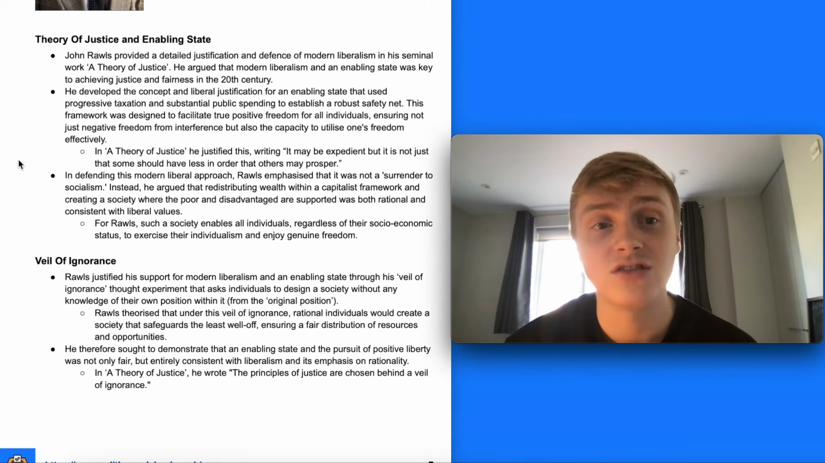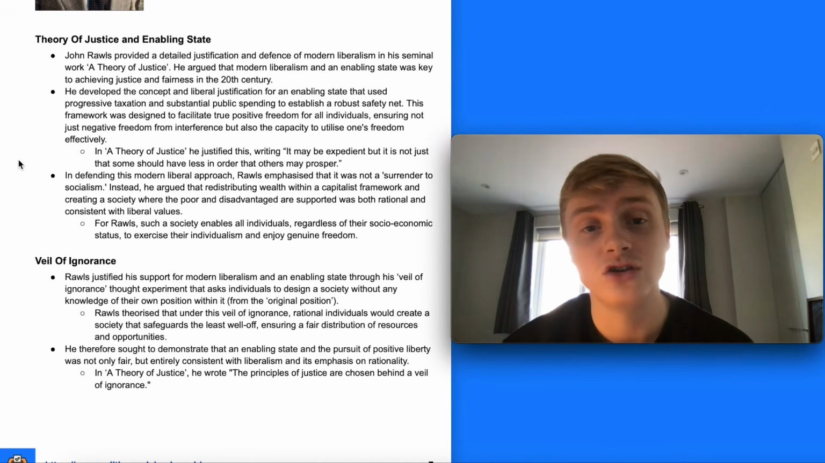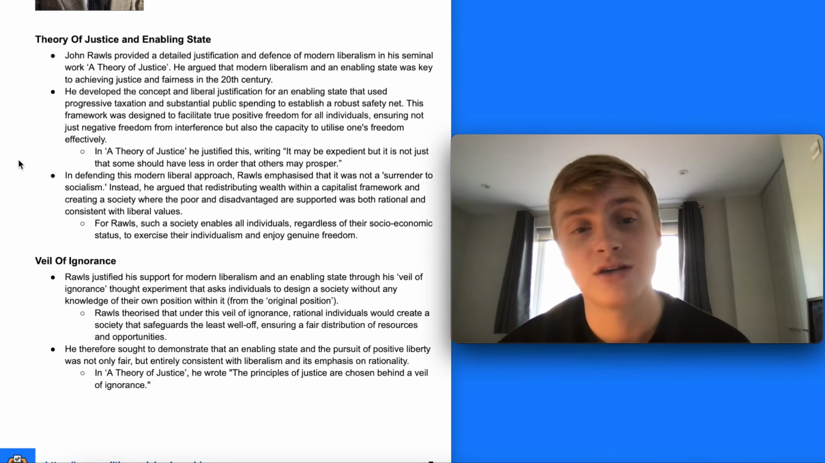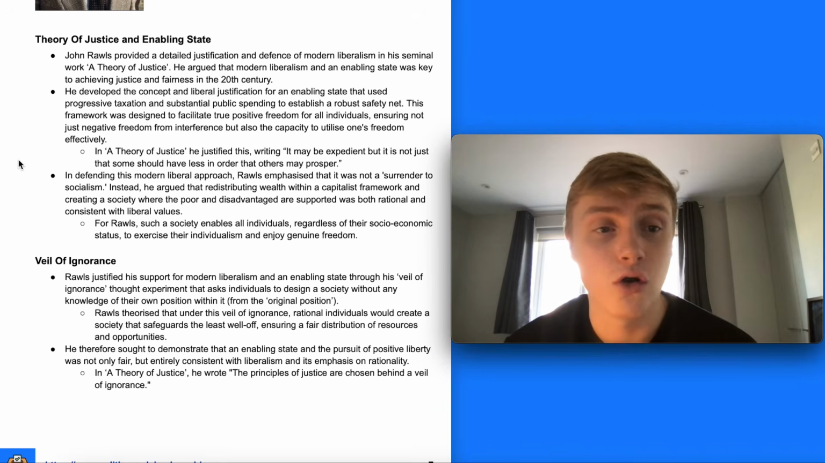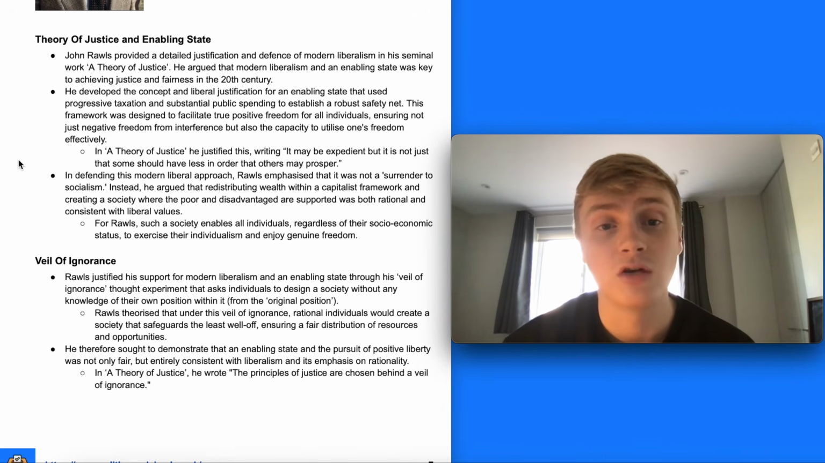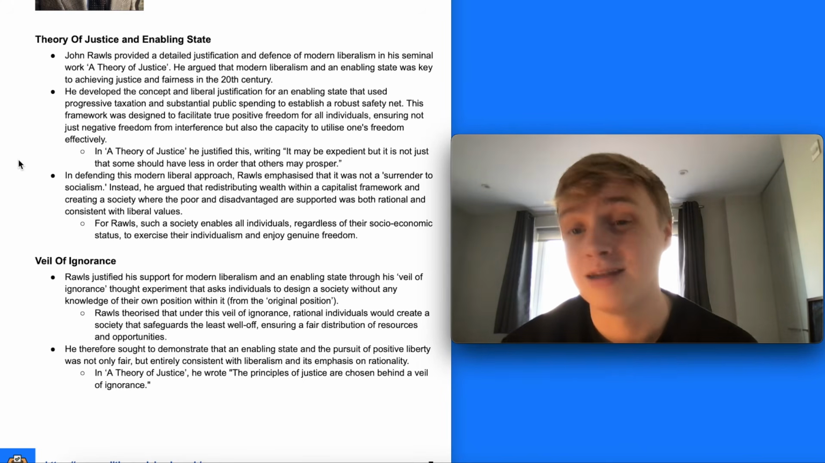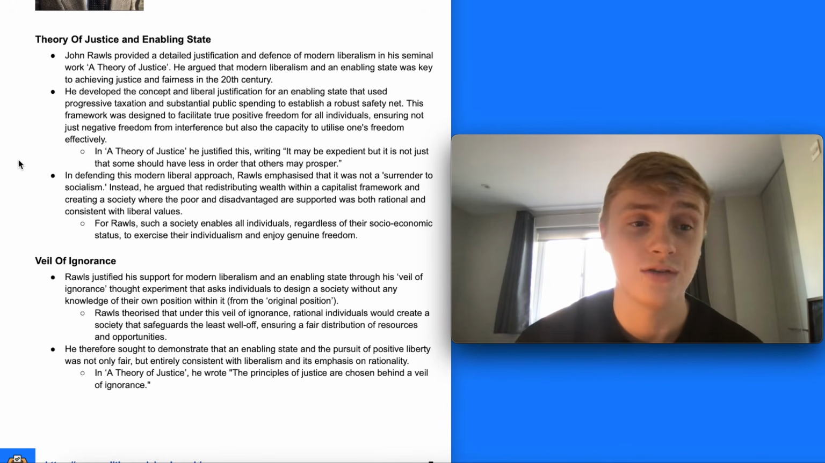And this was designed to facilitate true positive freedom for all individuals, ensuring not just negative freedom from interference, but also the capacity to utilise one's freedom effectively. He justified this in A Theory of Justice, writing, "It may be expedient, but it is not just that some have less in order that others may prosper." Therefore, promoting the idea that actually there's a liberal justification for tackling inequality.